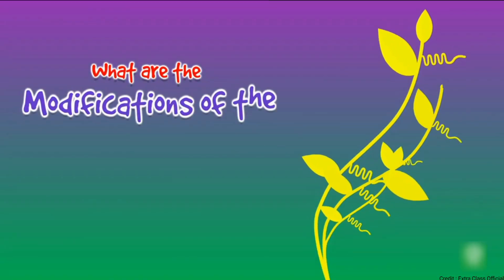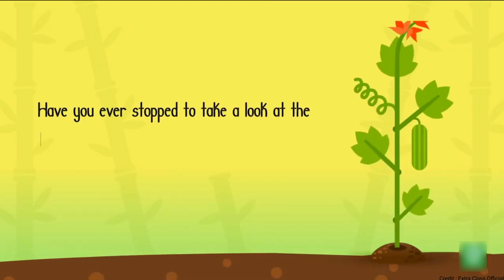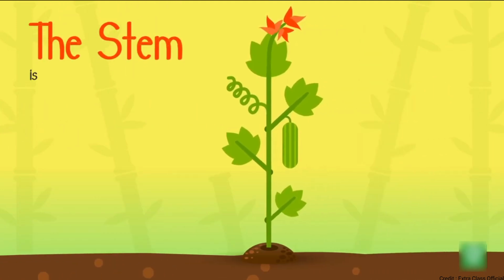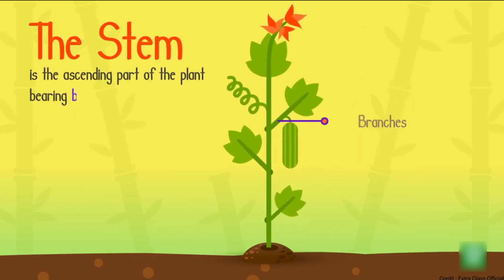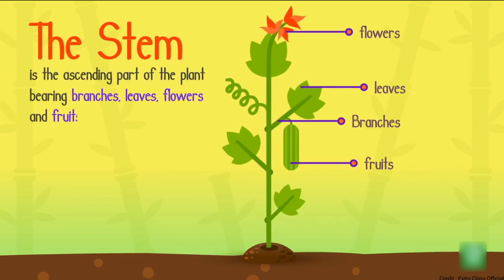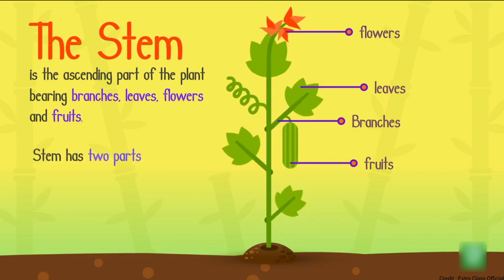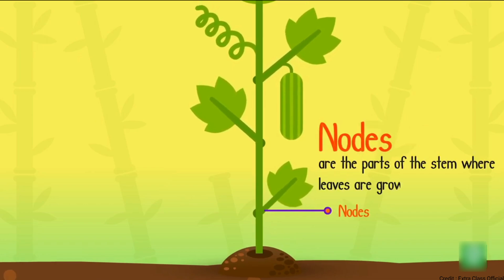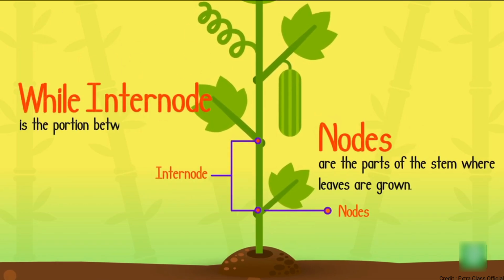What are the modifications of the stem? Have you ever stopped to take a look at the plants around you and think about the stems? The stem is the ascending part of the plant bearing branches, leaves, flowers, and fruits. Stem has two parts, nodes and internodes. Nodes are the parts of the stem where leaves are grown, while internode is the portion between two nodes.